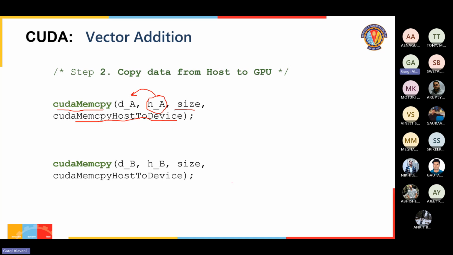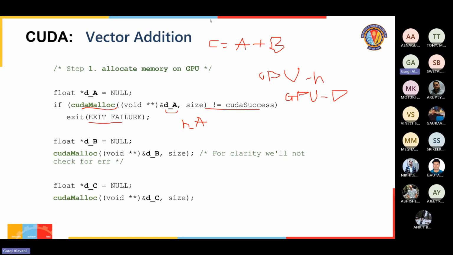Similarly, you have to send the other array as well, which is array B. The host array we have not declared in this example case, right? Okay, I'll see what I can do.